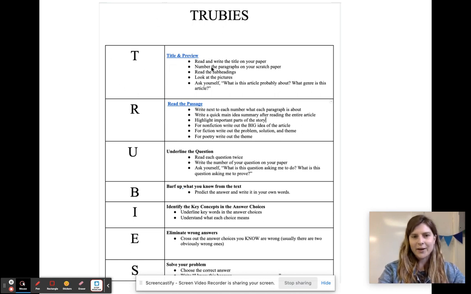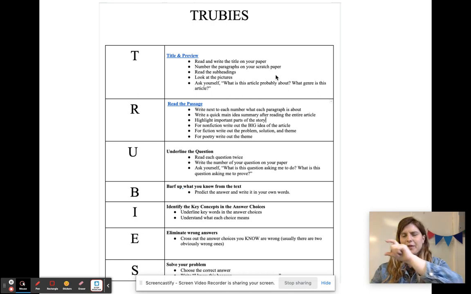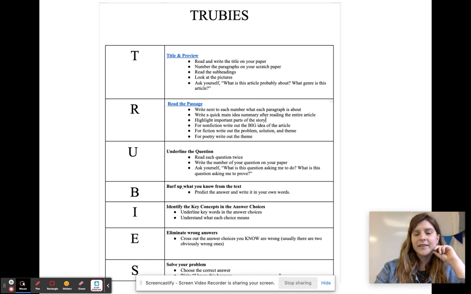So T is for title. You're going to write the title of the passage on your paper. You're going to number the paragraphs on your scratch paper. You're going to read the subheadings, which are the little titles of different sections of text. You're going to look at the pictures and ask yourself, what's this article probably about? And maybe what genre is this article, right? Is it fiction? Is it nonfiction? Is it poetry? Because that's going to affect the way that you take notes.